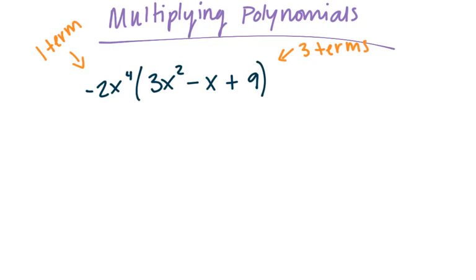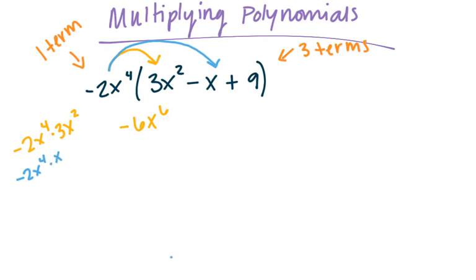So first, we're going to multiply together negative 2x to the fourth times 3x squared. Off to the side, I'm just going to show us what we're really doing. And remember, when we multiply with exponents, we multiply the coefficients, so we would get negative 6, and then we add the exponents, we get x to the 6th power. We're going to do the same thing for the next one, so negative 2x to the fourth times negative x. And again, you don't normally have to show this work over here. I just wanted to show you where these numbers are coming from.